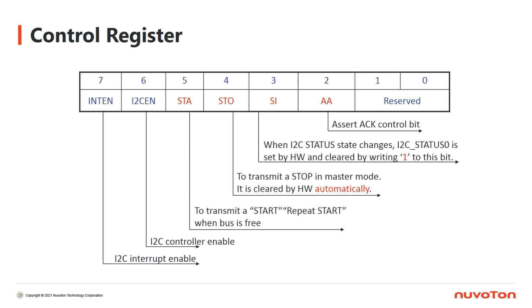When STO is equal to 1, it is going to transmit a stop signal. The SI bit will be set to 1 when status is changed. For example, when the value of the status register changes from hex value 8 to 18, SI will be set to 1. The AA bit is related to the ACK. If AA is equal to 1, an ACK will be sent at the ninth clock. If AA is equal to 0, no ACK will be sent at the ninth clock, which means non-ACK will be presented on the ninth clock.